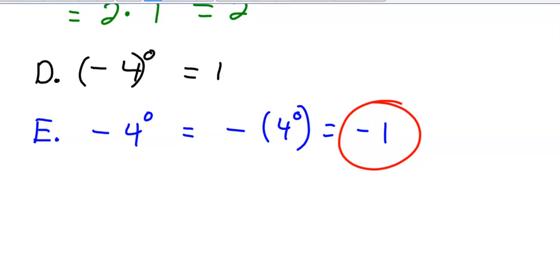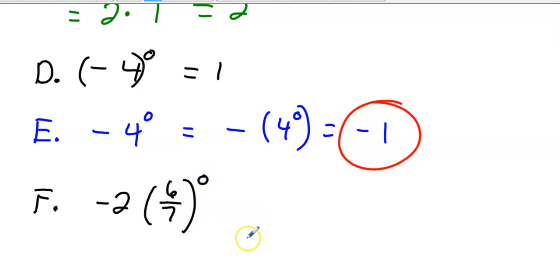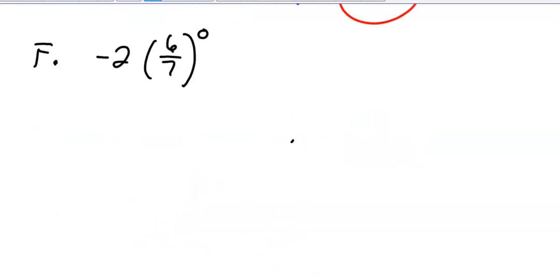Okay, so that's one of the first problems they give you. Let me give you one more here. Let's do negative 2 times 6 over 7 to the 0 power. Okay, and again, it's almost like order of operations. You've got the 6 over 7 in parentheses. It's raised to the 0 power, so you're going to do that part of it first.